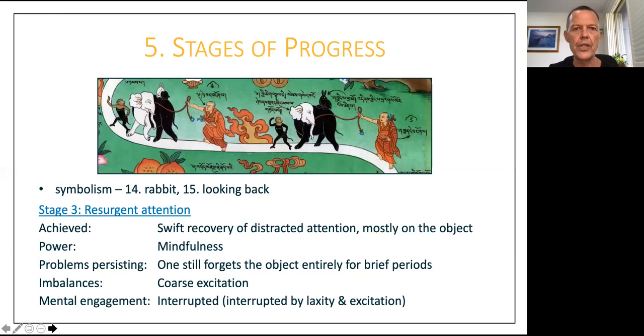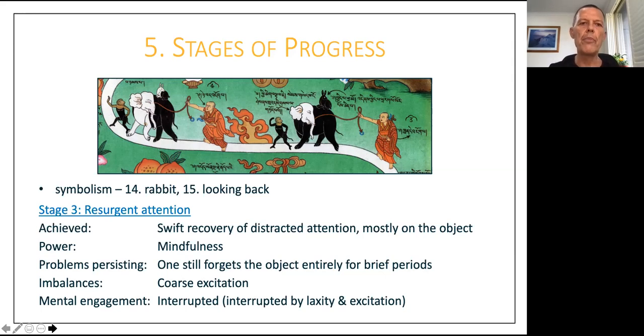What problems persist is that we still do forget the object entirely for brief periods of time. So we still have a little bit of coarse excitation here at stage 3. But now, because we're mostly on the object, instead of focused engagement where we had to keep refocusing again and again on the object, it's what's called interrupted mental engagement. That is, we're mainly focusing on the object, but every now and again we're interrupted by laxity and excitation.